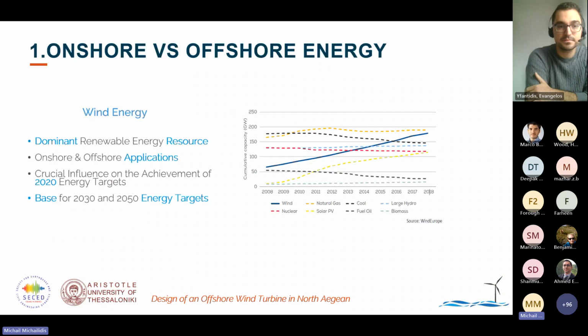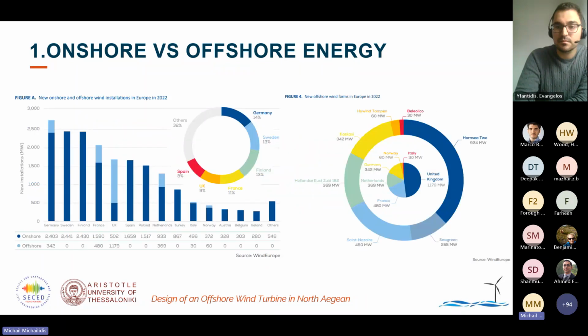Wind energy has been the dominant renewable energy resource across the last decade, and you can see the increasing trend on the right hand, comparing this to the other types of renewable energy as well. There are both onshore and offshore applications, while this has been significant in the achievement of the 2020 energy targets and consists the basis for the achievement of the 2030 and 2050 energy targets.